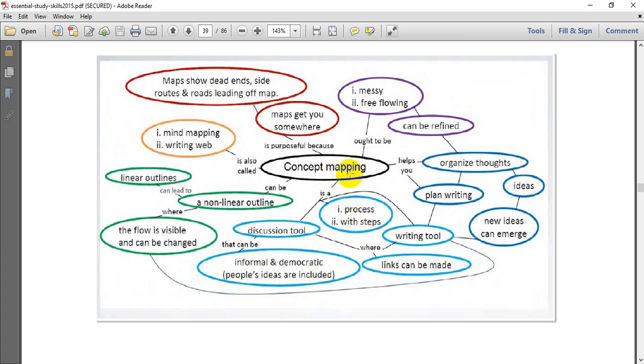Concept mapping helps you organize thoughts, and new ideas can emerge. Concept mapping helps you plan writing. You have tools for it. These tools can give you a new writing tool, and by writing, new ideas can emerge like that.